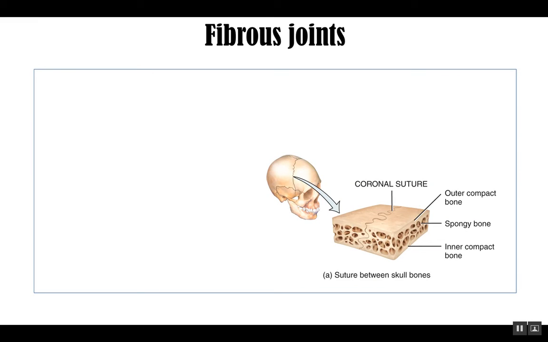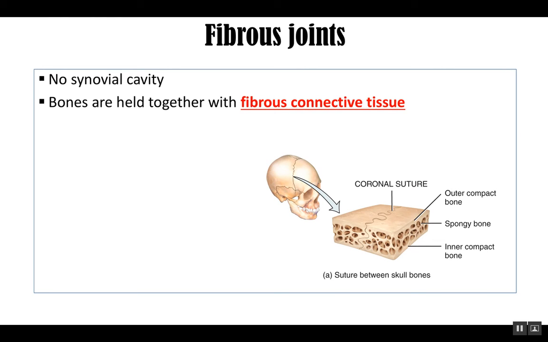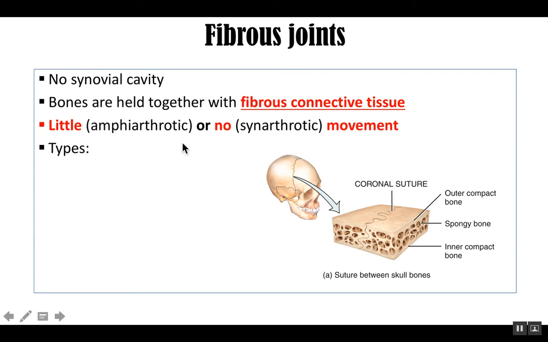Okay, we're going to begin by talking about the fibrous joints. Again, a fibrous joint has no synovial cavity, so no synovial fluid. The bones are held together with a fibrous connective tissue. More specifically, it's a dense, irregular connective tissue. There are different types of fibrous joints. Typically, a fibrous joint is either amphiarthrotic, meaning little movement, or synarthrotic, meaning no movement.